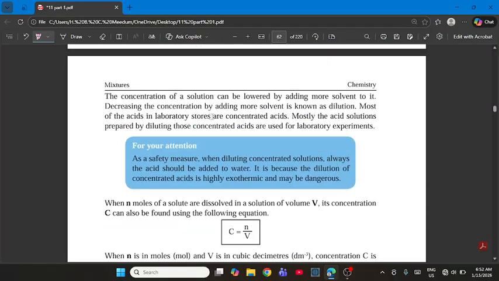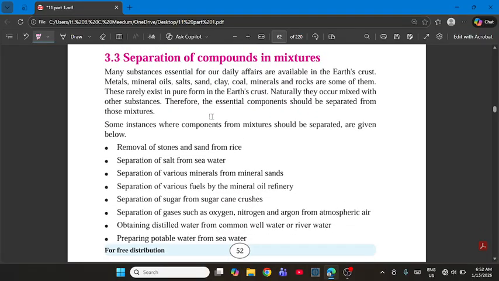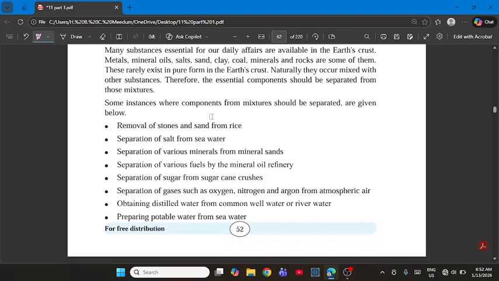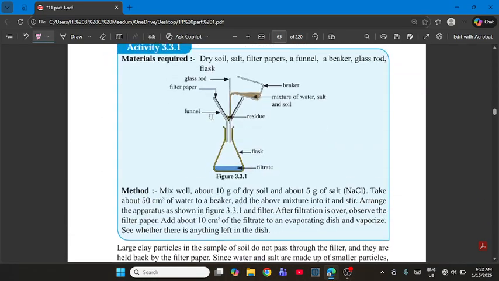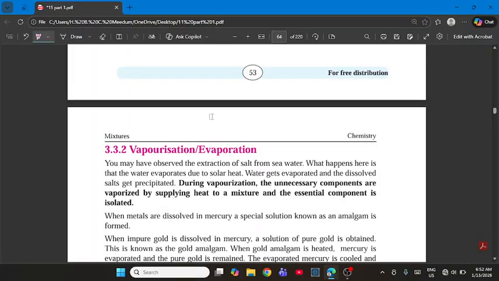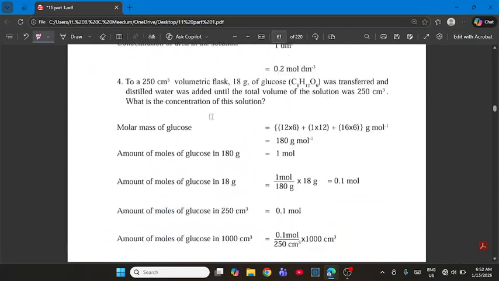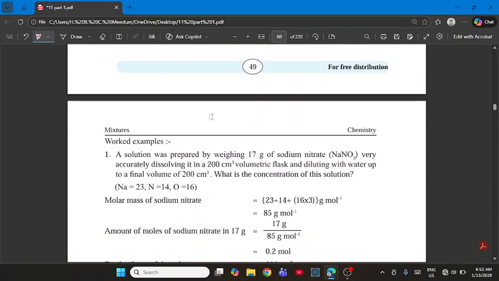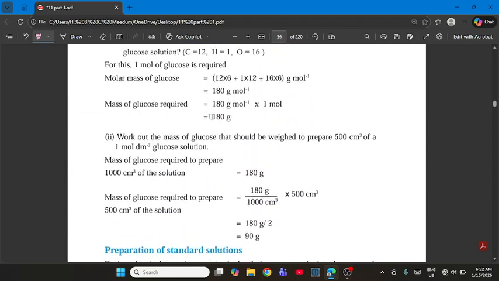Then I think after that we could come to the separation of compounds in mixtures lesson. So I'm going to stop here. Thank you.